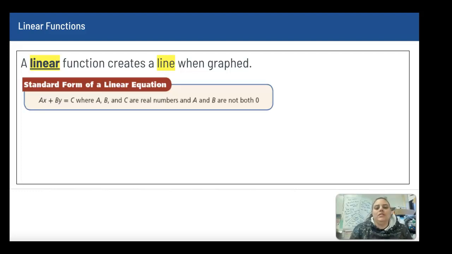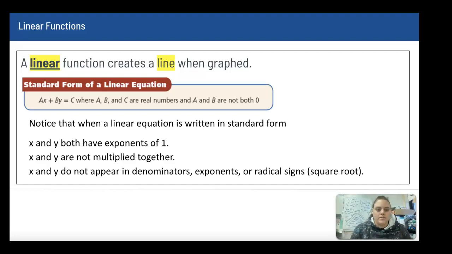Also, the standard form of a linear equation, you may remember, looks like this: Ax + By = C, where A, B, and C are numbers, and A and B are not both 0. What I want you to notice when it is written in standard form is that x and y both have exponents of 1, or we can't see it. That's part of our invisible math. But they don't have an x squared or y squared.